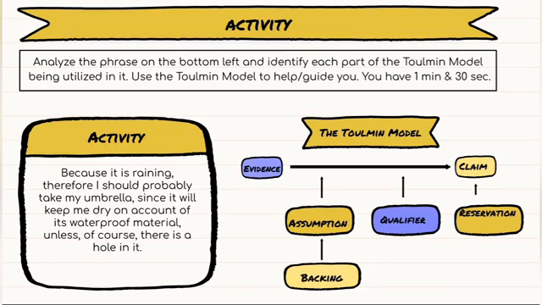Now we'll be going into the activity. For the activity, there is a short phrase at the bottom left of the slide. We want you to take the next minute and 30 seconds to identify each part of the Toulmin model being utilized in the phrase. Your time starts now.